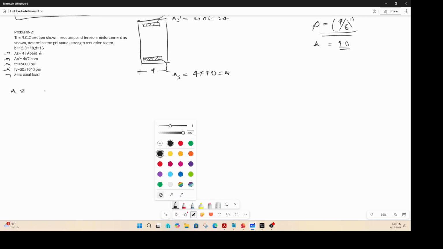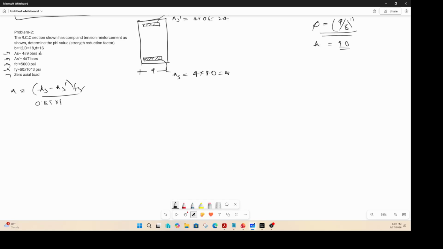So the depth of the Whitney block is nothing but (As minus As prime) times Fy divided by 0.85 times fc prime times b, that is bw. So that is nothing but (4 minus 2.4), correct? This is 4, this is 2.4 inch square, times 60 ksi, over 0.85 times 5000, which is your fc prime, times your b. So the a value ends up to be 2.51 inches.